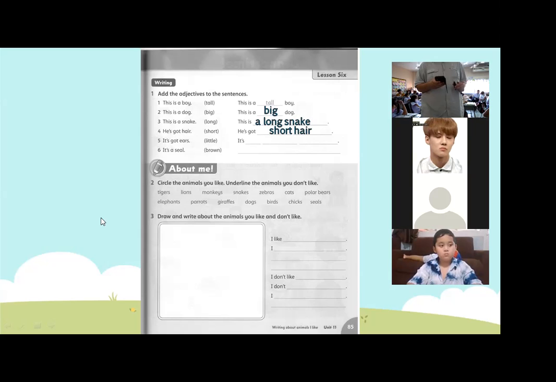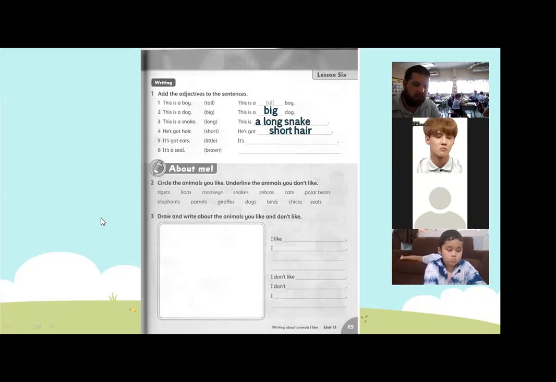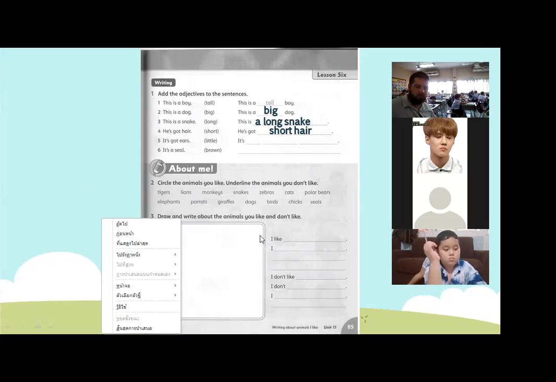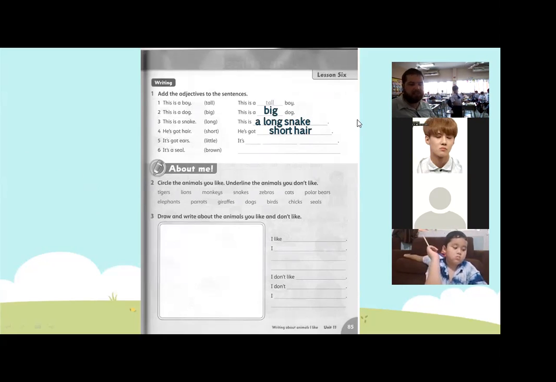Where is the timer? Right, 10 minutes and then we can stop and break for lunch. Okay, let's carry on. Are you ready? It's almost 10 minutes. 9 minutes now.